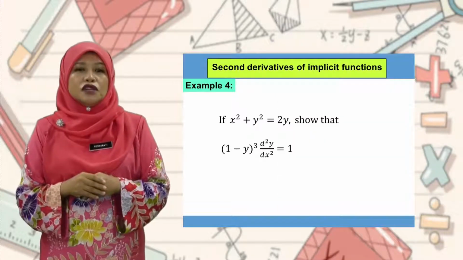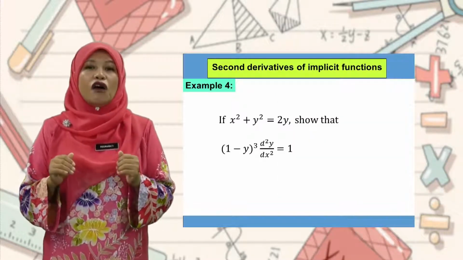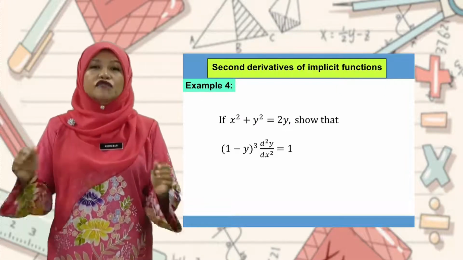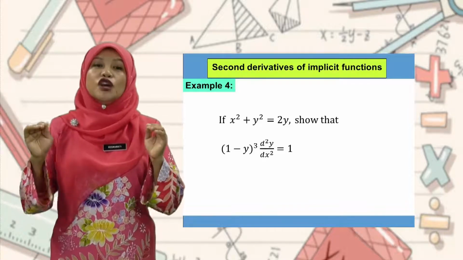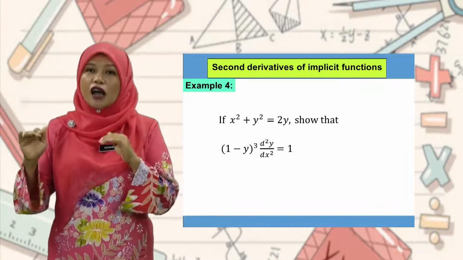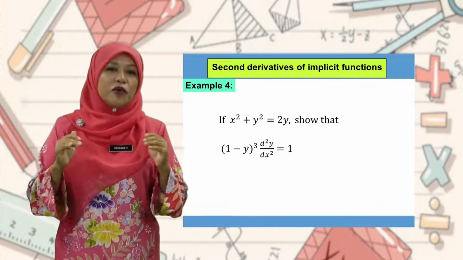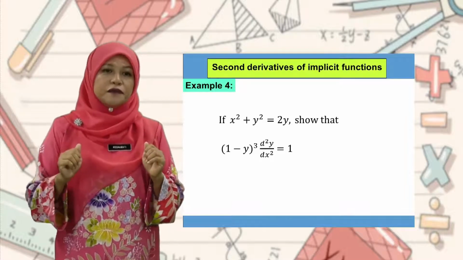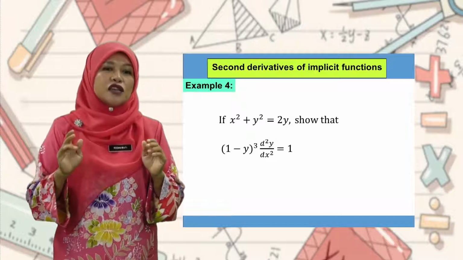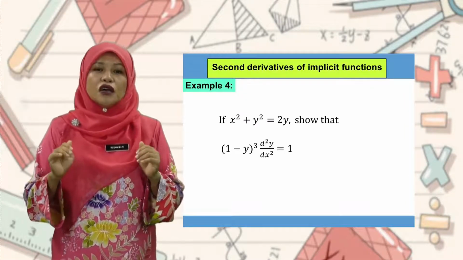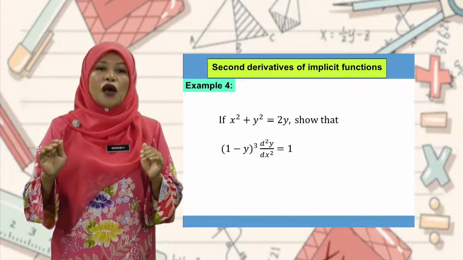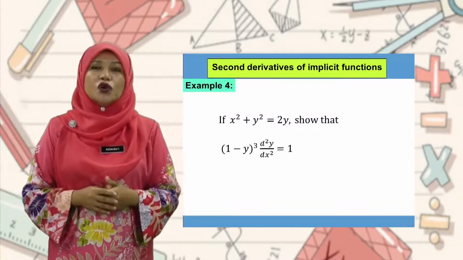We move on to the second derivative of implicit functions. Remember our objectives today. We have two objectives. The second objective is that you need to be able to differentiate implicit functions up to second order. So in example 4, we are going to do that. If we are given x squared plus y squared equal to 2y, show that 1 minus y cubed d2y over dx squared equal to 1.